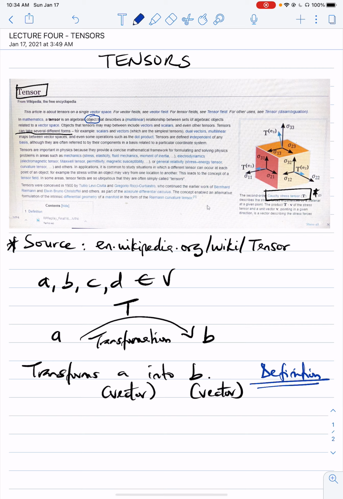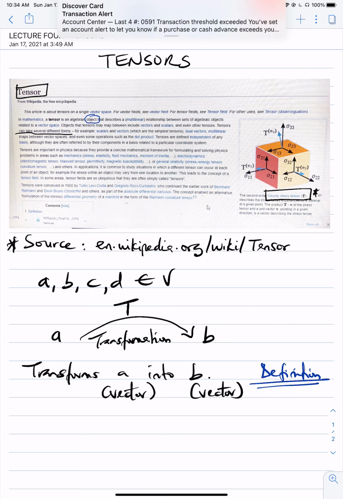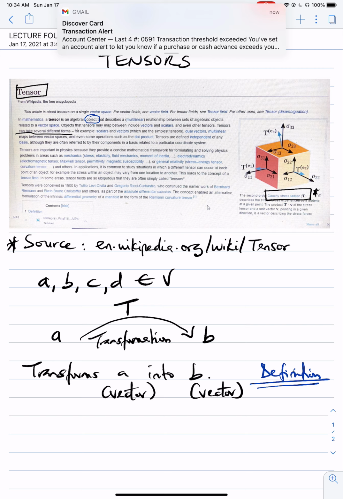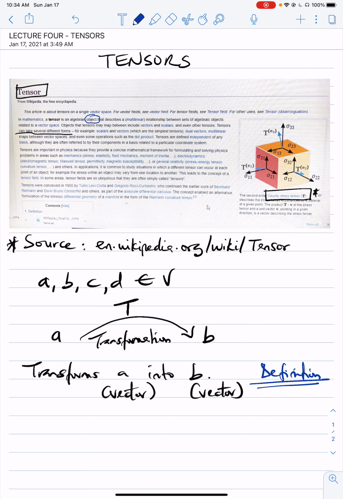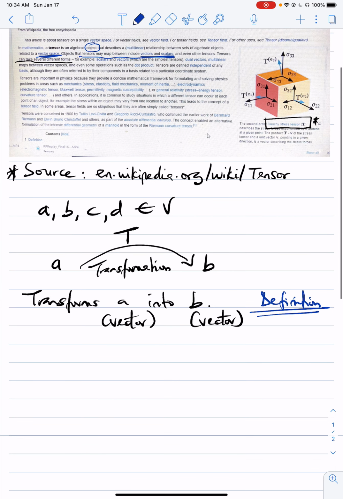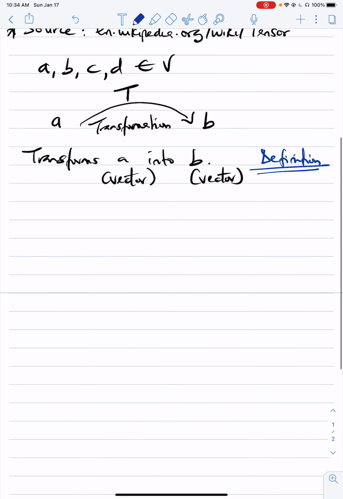Wikipedia gives a different one: it says an algebraic object. Object here can mean a vector. It describes a multilinear relationship between a set of algebraic objects related to a vector space, right? The objects that tensors may map include vectors and scalars. So you see, it's like transforming from A to B, or mapping from one to the other. These are the kind of things tensors can do.